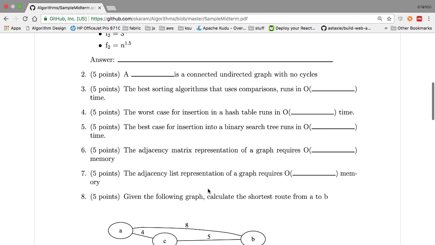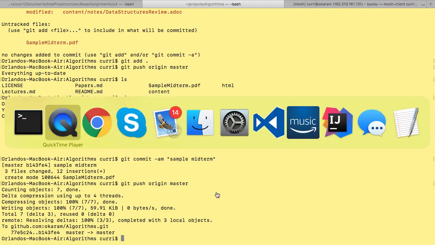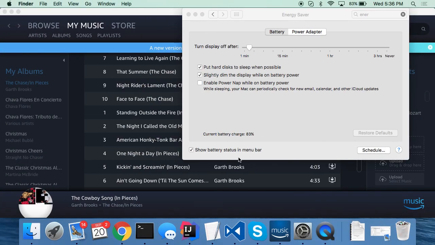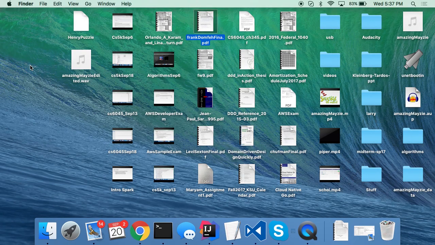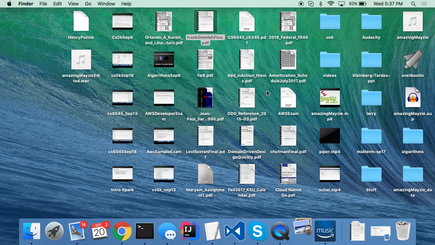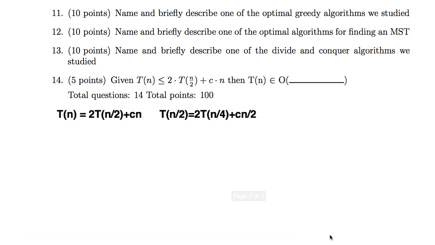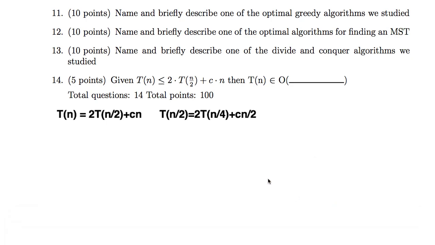Oops. Did it just die? Yeah, it did. Oh no. Preview quit unexpectedly. You feel like a cowboy when you're coding? I didn't even know who Garth Brooks was until I went to a party of old people, older than me, and I liked it. And they have been free on Amazon. And free is the right price.